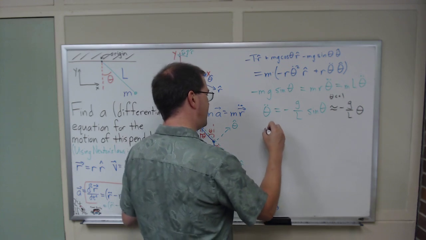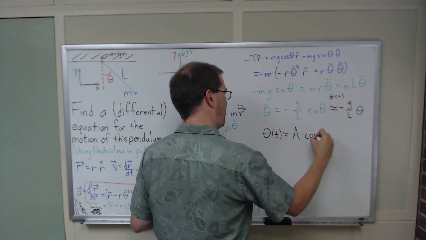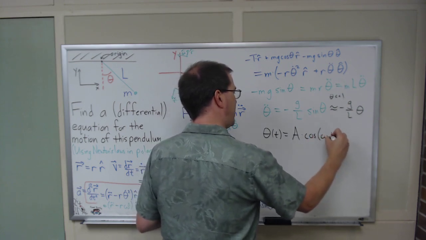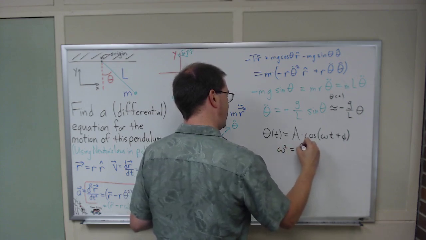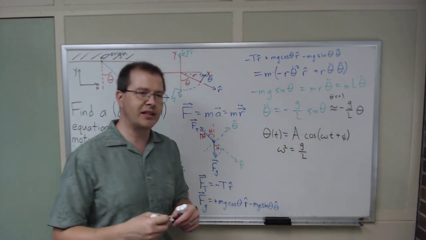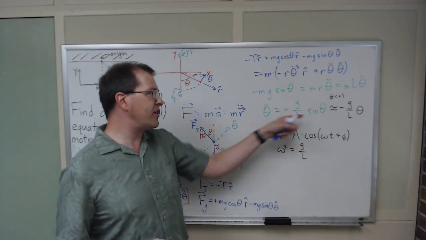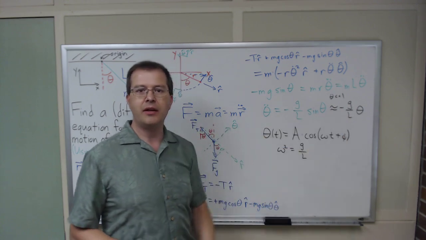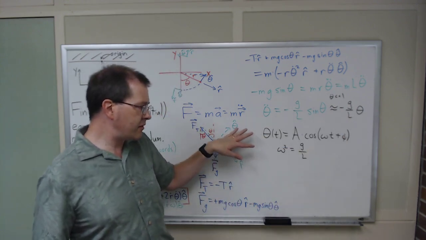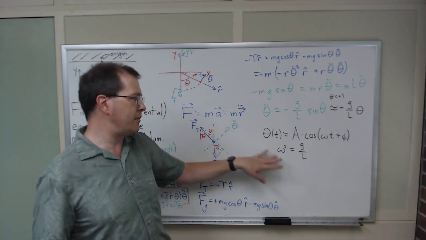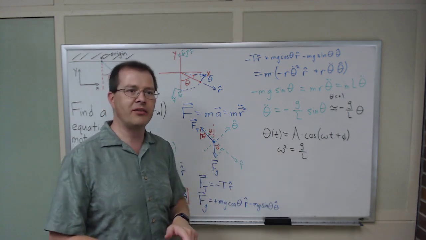My general solution there is that theta is some amplitude times cosine of omega t plus phi, where omega squared has to equal g over L. You can check that that form, where phi is a constant phase offset, satisfies the approximate equation. And as long as our angle is small, the pendulum function of time has this nice angular frequency, square root of g over L, that comes out of this result.